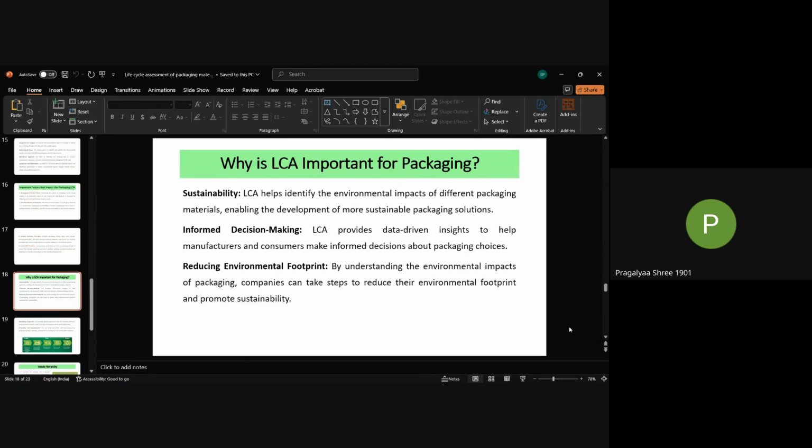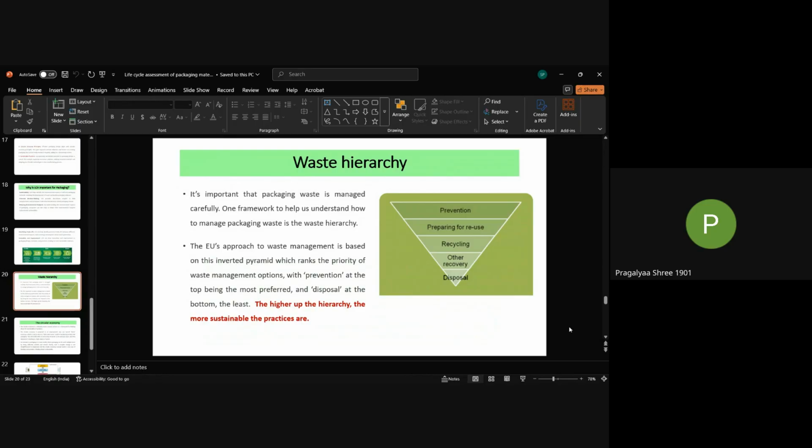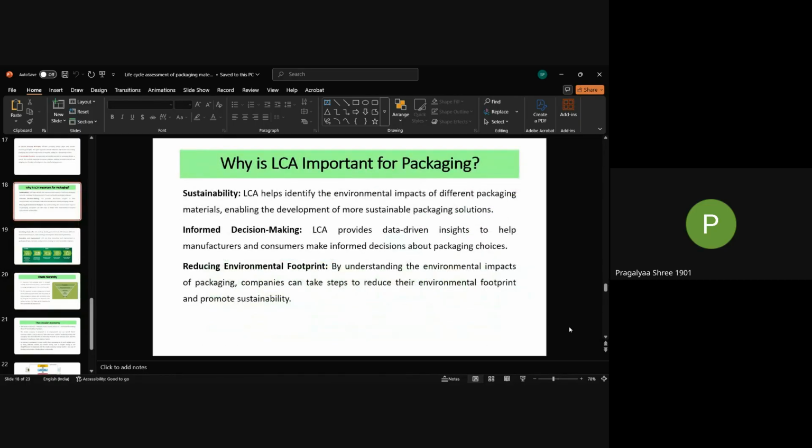So next is about why this LCA is important for packaging. One is sustainability, informed decision making, reducing environmental footprints, identifying the trading, and innovation improvement are some things which come under this category. So sustainability, LCA helps in identifying the sustainable environmental material. So it has to reduce the environmental impact. So once you know the life cycle assessment of a polymer material, you will choose a material which is a sustainable one.